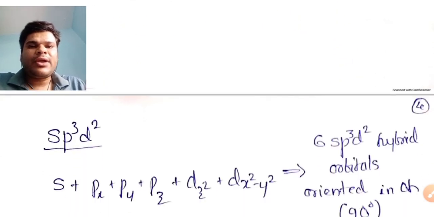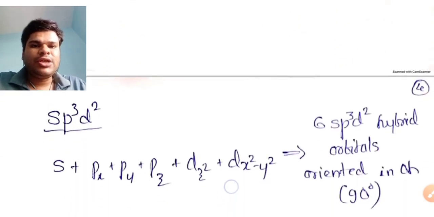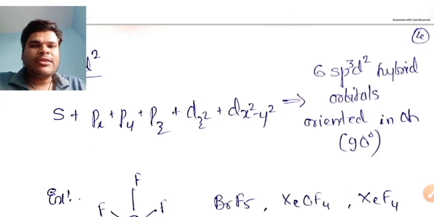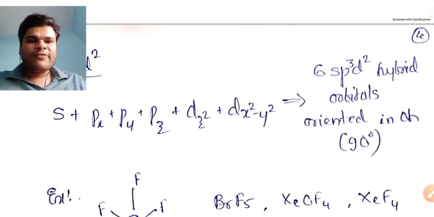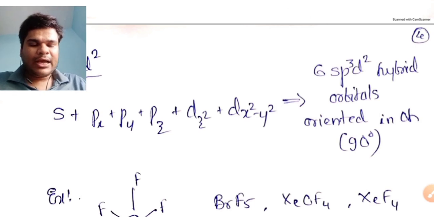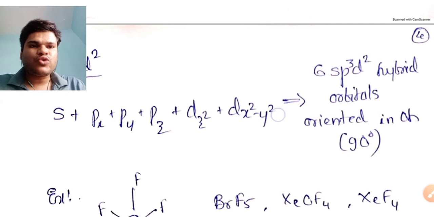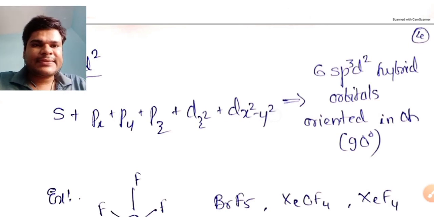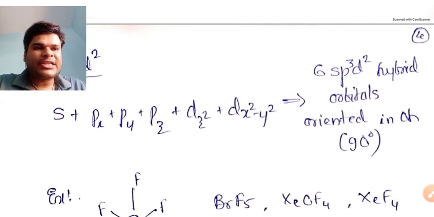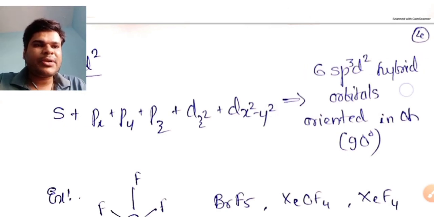Lastly, we can look at sp3d2 hybridization. In that sp3d2 hybridization, the s orbital, p orbitals and 2 d orbitals will be involved. There are 5 d orbitals, we know that. Then dz square and dx square minus y square will usually be considered to be involved in sp3d2 hybridization, and 6 different hybrid orbitals will be formed. Since 6 orbitals combine, 6 sp3d2 hybrid orbitals will be formed, and they are oriented in an octahedral way.